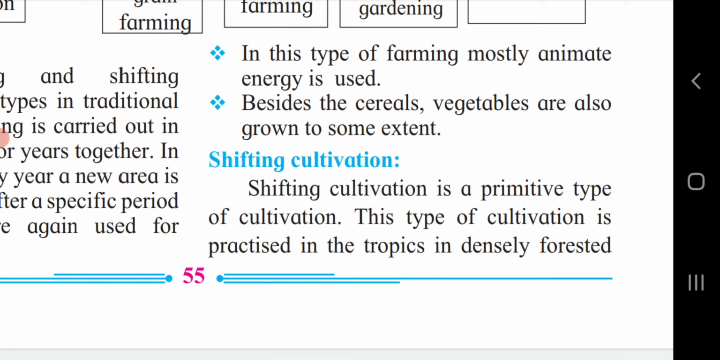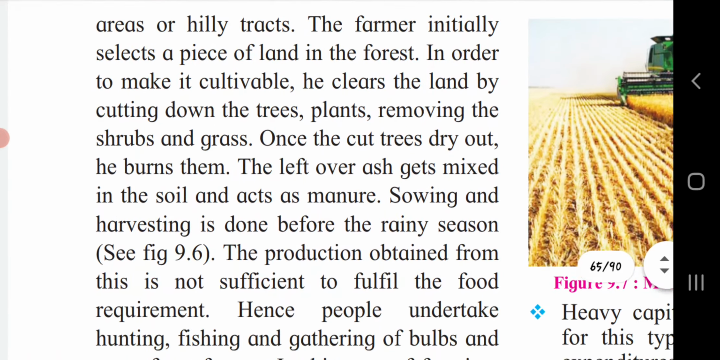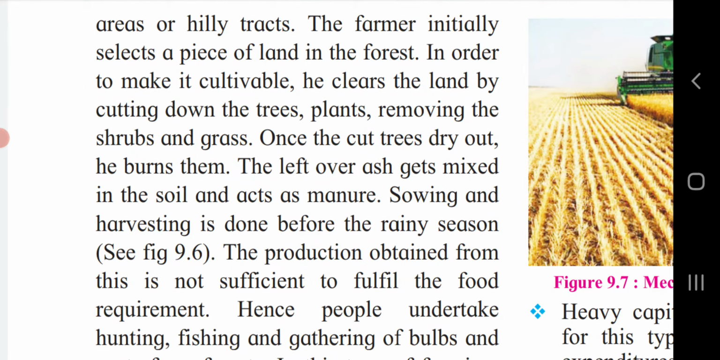Under shifting cultivation, this type of farming is carried out in the tropics, in densely forested areas or hilly tracts. A piece of land in the forest is selected and is made cultivable by the farmer by clearing the land. Since the production obtained from this type of cultivation is not sufficient, people undertake other occupations like hunting, fishing and gathering of bulbs and roots from the forest.